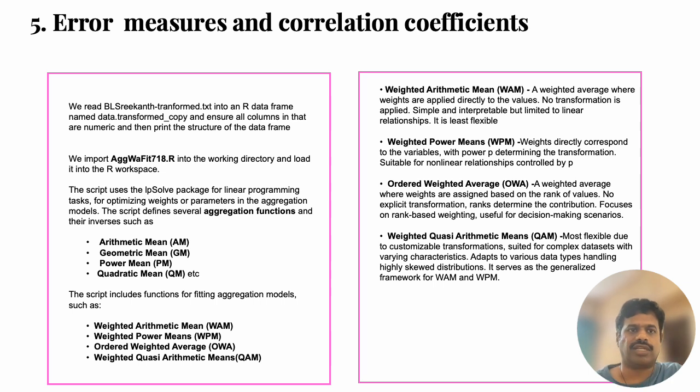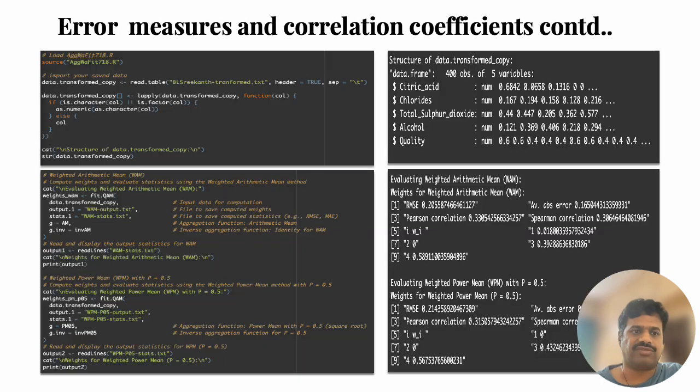Once normalization is done, we have to come up with different models. In this case, we use the agop fit 718R file. We import it and load it into our workspace. We use different aggregation functions and fit aggregation models, such as AM, GM, PM, and QM, and weighted arithmetic mean, weighted power means, ordered weighted average, and weighted quasi-arithmetic means. First we import the transformed text into our data frame, ensure all the columns of it are numeric, and then print the structure of the data frame.